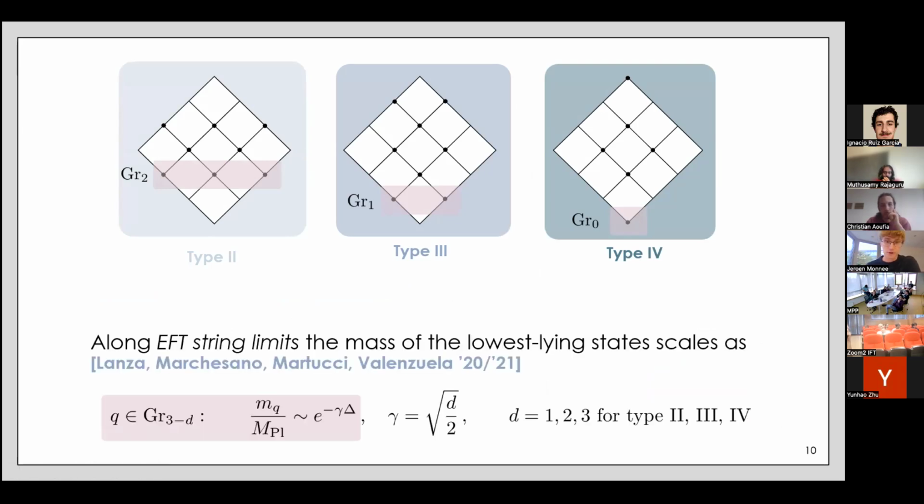And now you can use these formulas I gave you to compute how this mass scales with the distance, at least along these simple EFT string limits. And what you find is that the mass of these lowest lying states scales, as you might expect, exponentially in the distance with some parameter gamma, which was lambda in Christian's talk, which is given by the square root of d over 2, where d is equal to 1 to 3 for the type 2, 3, and 4.